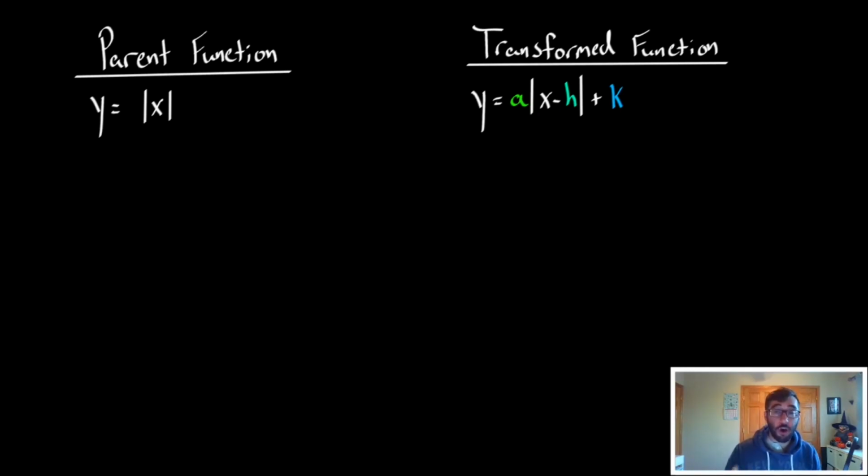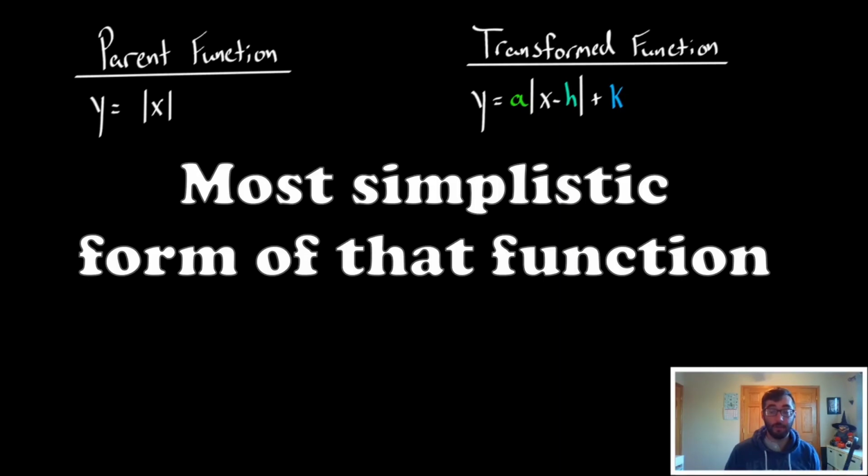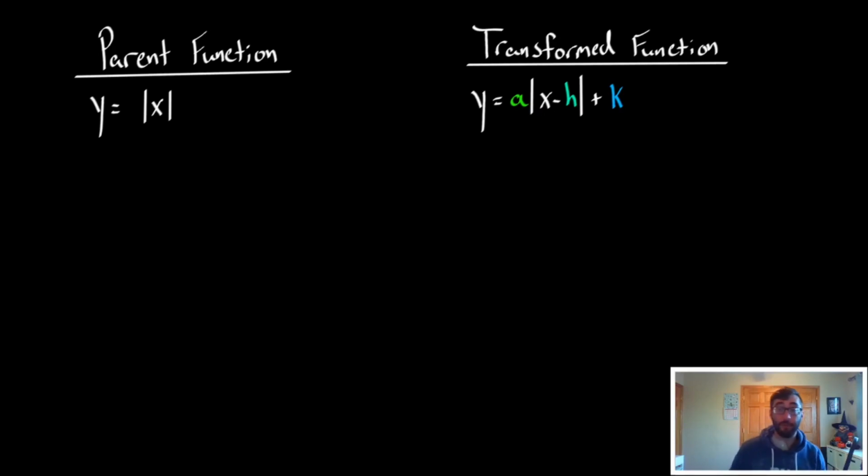Before we talk about transforming the absolute value function, we have to talk about something called the parent function. Now, the parent function is just the most simplistic form of that particular function. So the most simplistic absolute value function would simply be y equals the absolute value of x. Simple. There's nothing really to it.